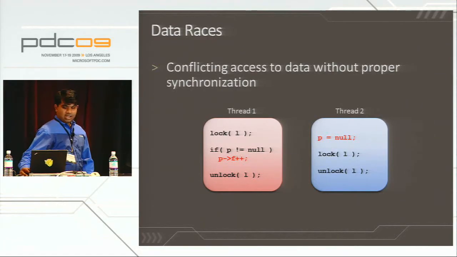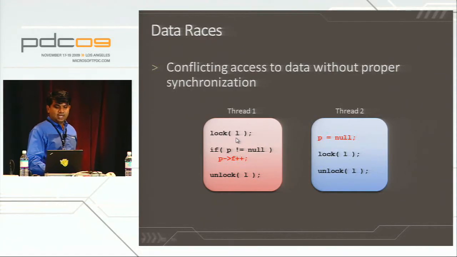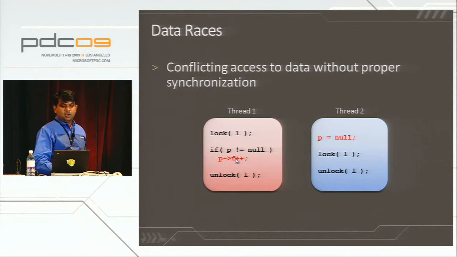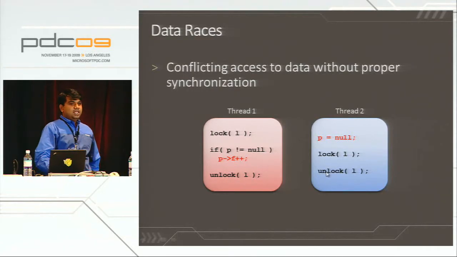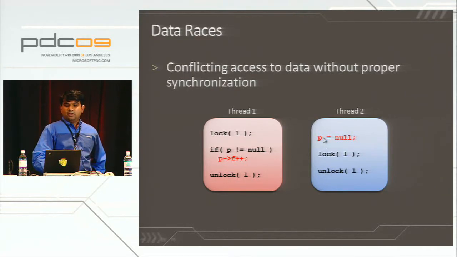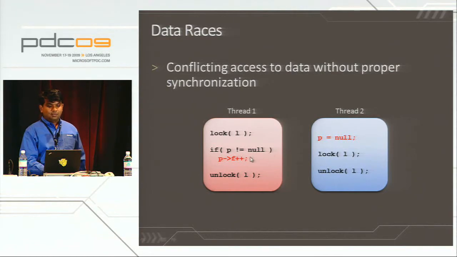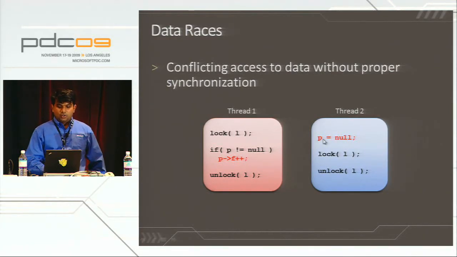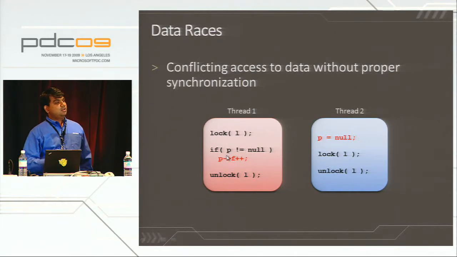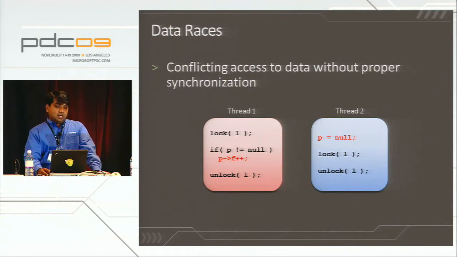Here's a program where thread 1 acquires a lock, checks if P is not null, then dereferences the pointer P and releases the lock. Now this is the bad thread. It is setting P to null without acquiring the lock. So there is a conflict between these two accesses, and if this happens between these two, this data race can result in a bug.